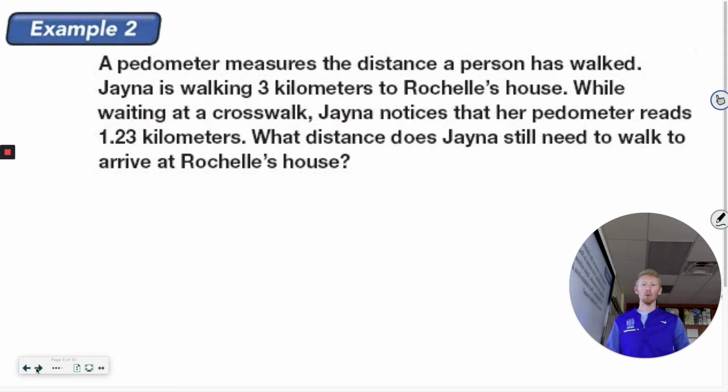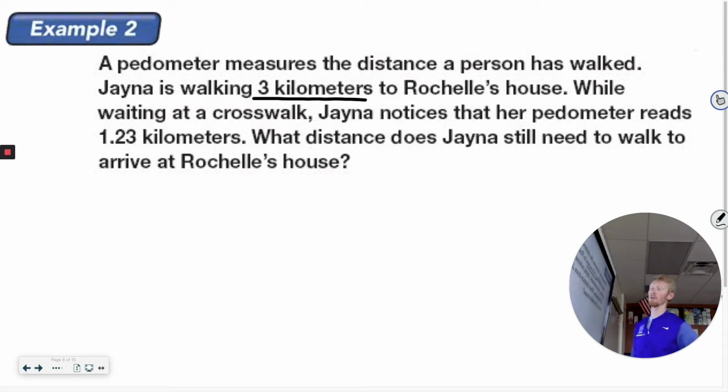All right, example 2. A pedometer measures the distance a person has walked. Nowadays, we just have smartwatches and things like that. But way back, like when I was your age, these weren't a thing. So people would wear something on their hip, and that would track how many steps that they took. So anyways, Jaina is walking 3 kilometers to Rochelle's house. While waiting at a crosswalk, Jaina notices that her pedometer reads 1.23 kilometers. What distance does Jaina still need to walk to arrive at Rochelle's house?